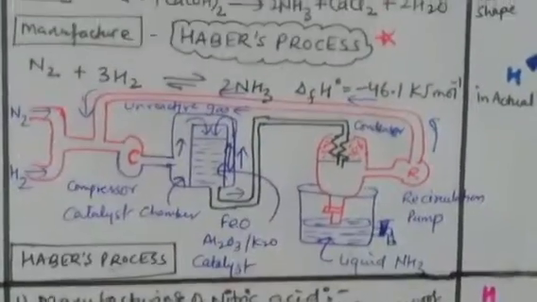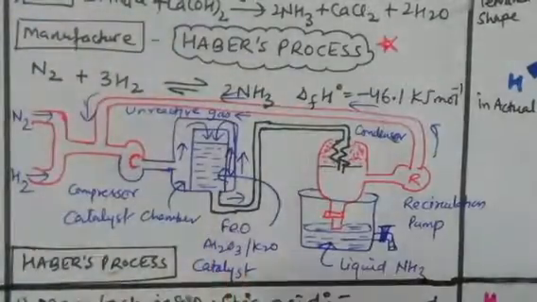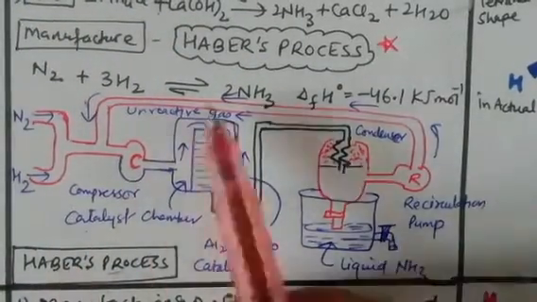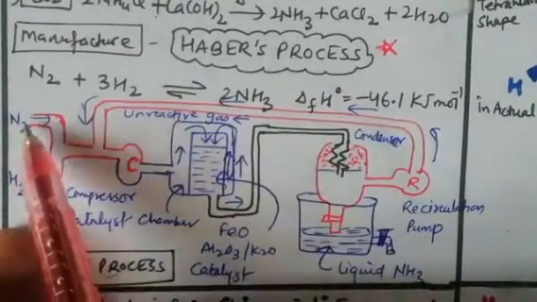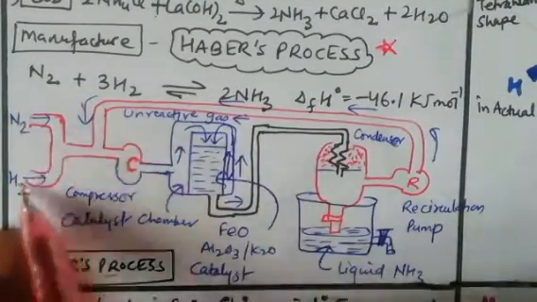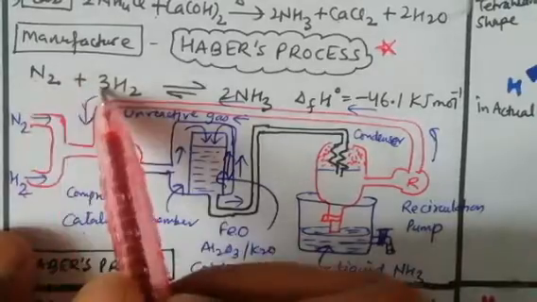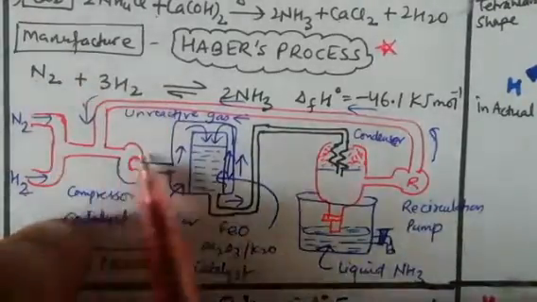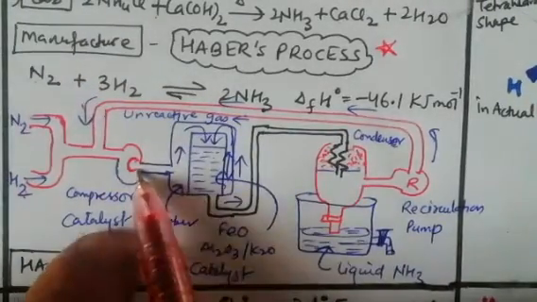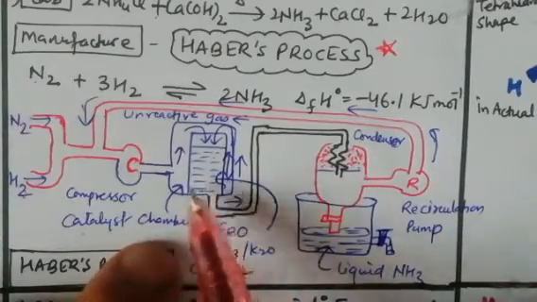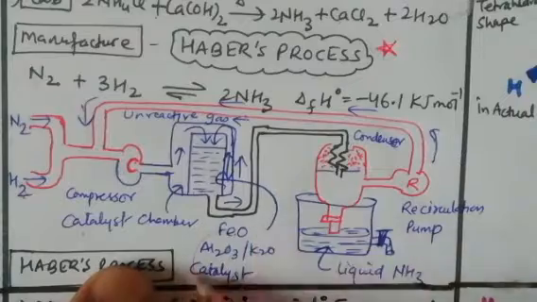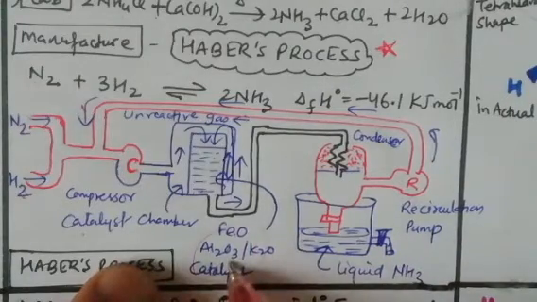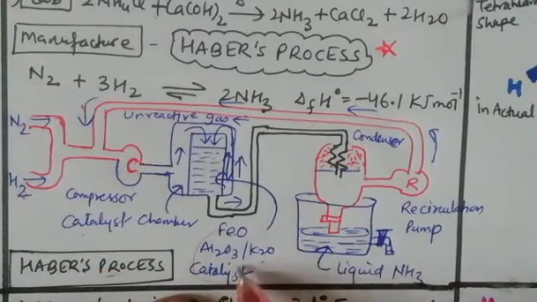Manufacturing, let me explain manufacturing. Manufacturing is the Haber process, in which this is the diagram. First, dear students, see, from this nozzle and this nozzle we are passing N2 and 3H2. Then it will be compressed through the compressor. It will pass into the chamber in which we are keeping the catalyst, that is iron oxide or aluminum oxide with potassium oxide as a catalyst.